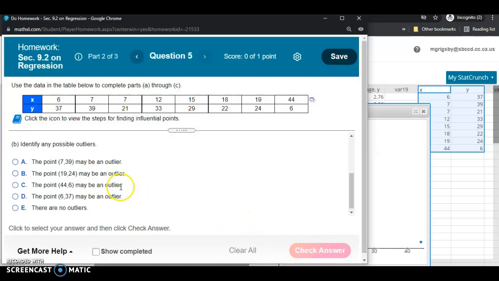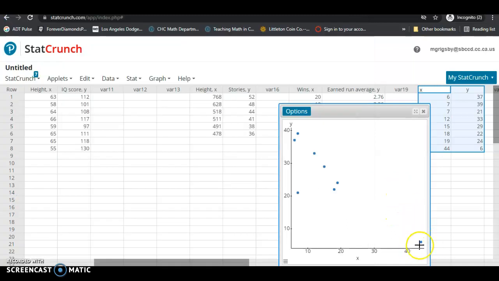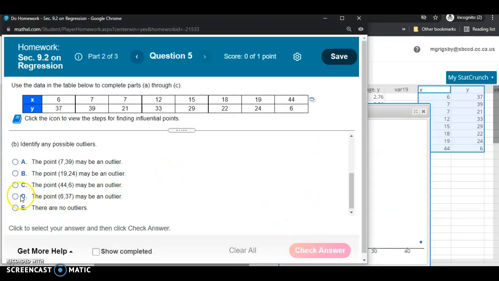And part B says identify any possible outliers. So in a scatter plot, an outlier would be a point, or paired data value, that's far away from the other data values. So it's very clearly this point here in the lower right corner, which has an x value of 44 and a y value of 6. If you put your mouse over it, you can see the x and the y value. The y value is on top, x value is on the bottom there. So that'd be the outlier. So the point (44, 6) may be an outlier.